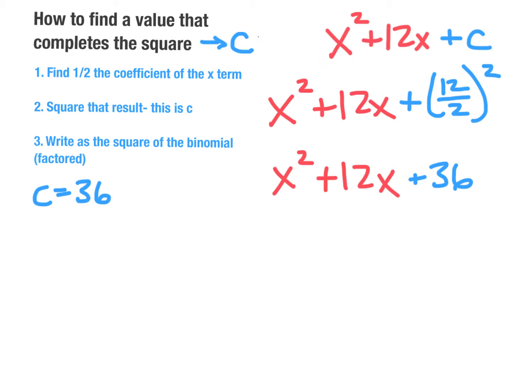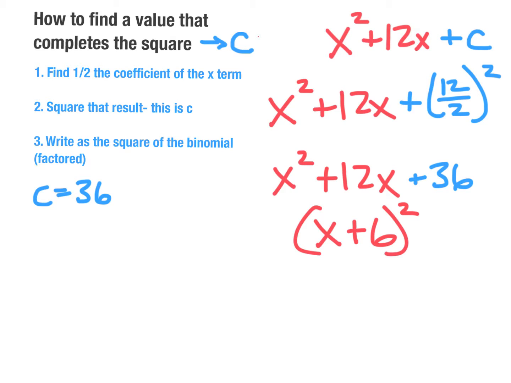Now, the next thing that I want to do is actually write this as a square of the binomial. That basically means just write it out factored. What two numbers multiply to 36 and add to 12? 6 and 6. You should always get the same number. So (x plus 6) squared. Now I've represented it as a perfect square.